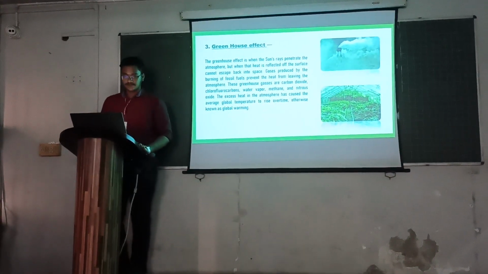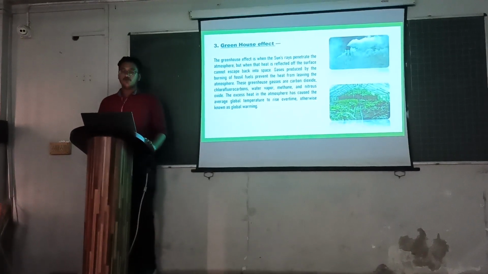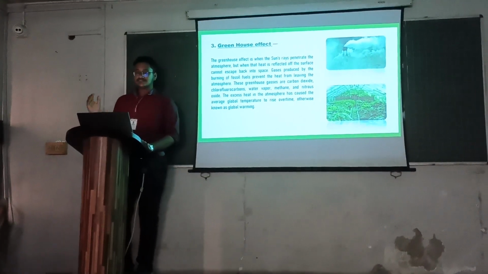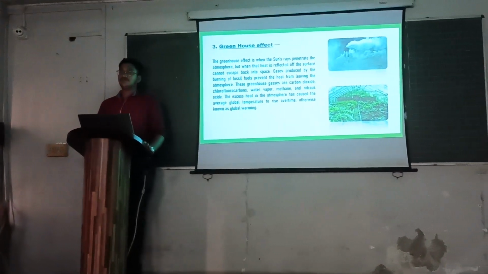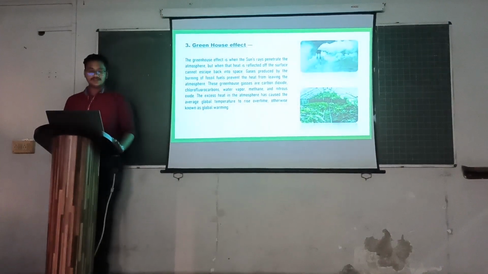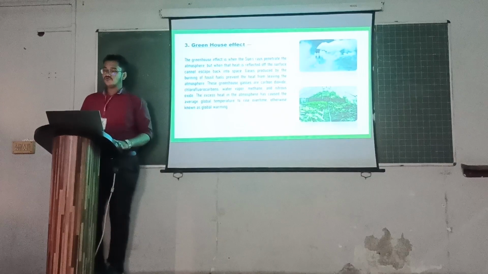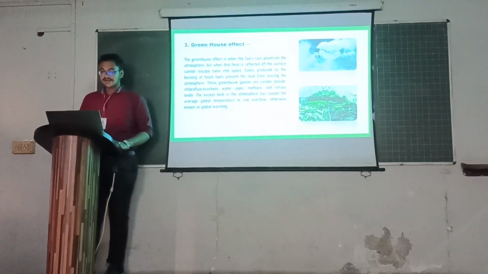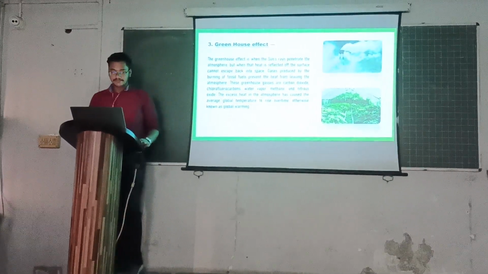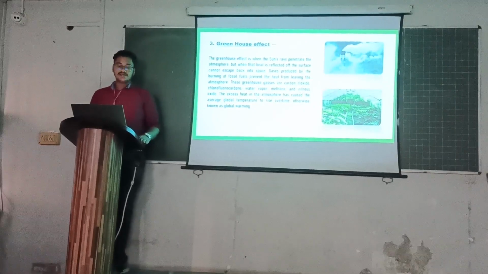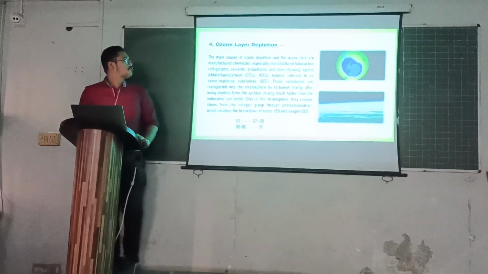Now come to the greenhouse effect. The greenhouse effect is when the sun's rays penetrate the atmosphere, but the heat reflected off the surface cannot escape back into space. Gases produced by the burning of fossil fuels prevent the heat from leaving the atmosphere. These greenhouse gases are carbon dioxide, chlorofluorocarbons, water vapor, methane, and nitrous oxides. The excess heat in the atmosphere has caused the average global temperature to rise over time, otherwise known as global warming.